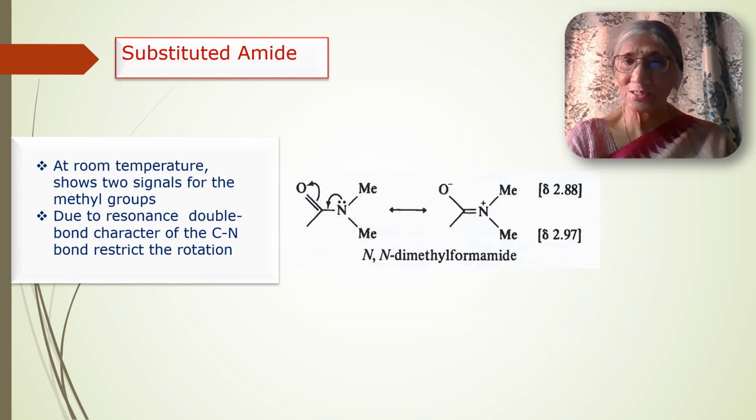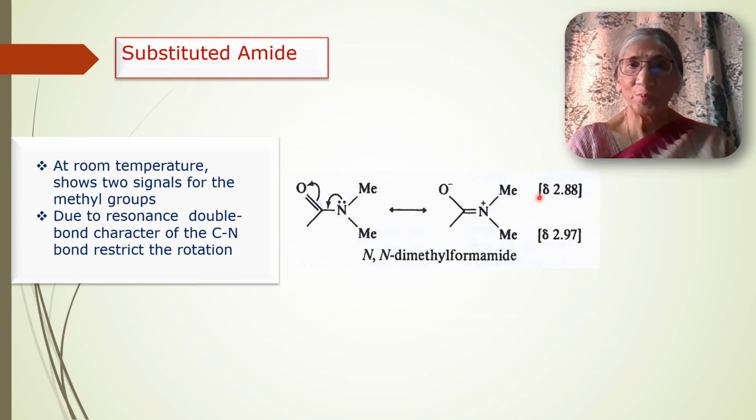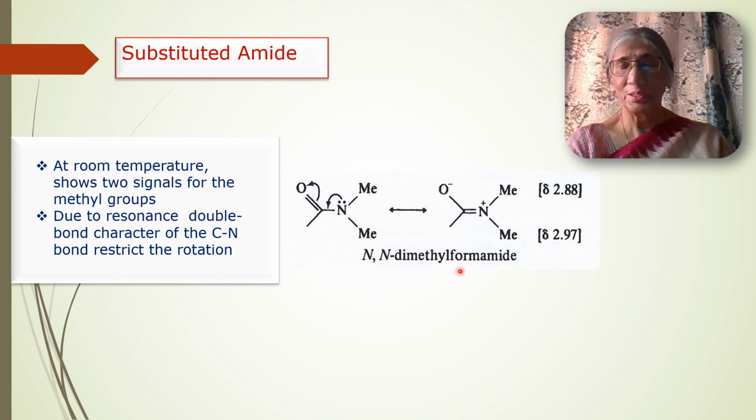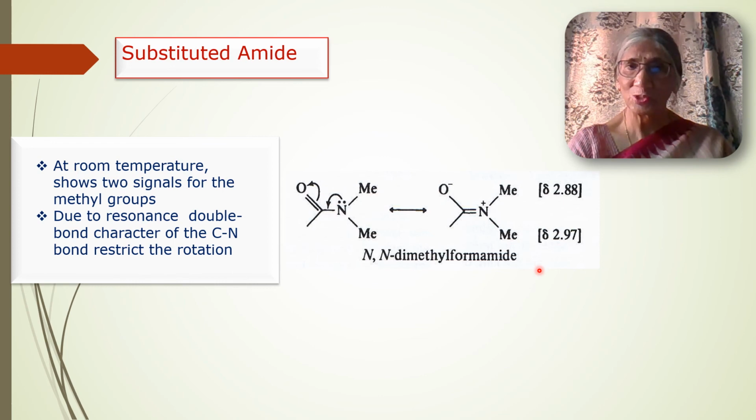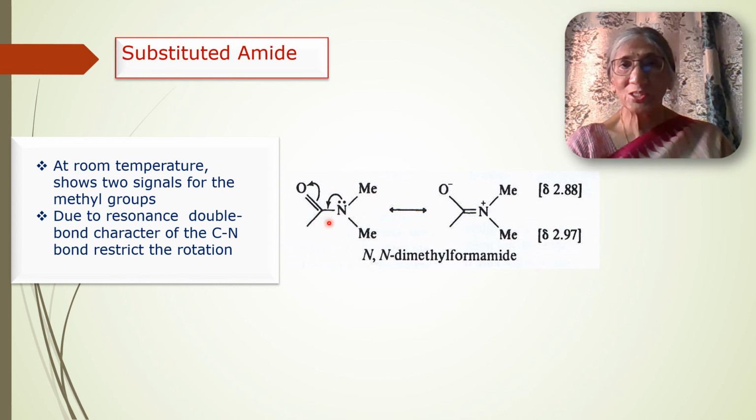This is a very interesting example, N,N-dimethyl formamide. N,N-dimethyl formamide is present in two resonating structures. In one, there is a single bond between carbon and nitrogen, and by the delocalization of electrons, in the second resonating structure, there is a double bond between carbon and nitrogen. Because of the double bond character between carbon and nitrogen, the rotation at carbon-nitrogen is restricted. So at room temperature, it shows two signals for the methyl groups.